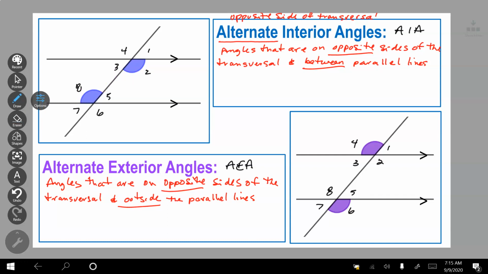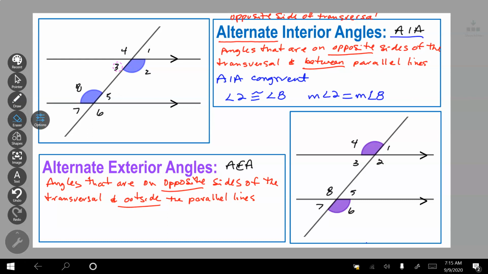And what do we know about these? I use the abbreviation AIA. These alternate interior angles are congruent. So in this case, angle 2 is congruent to angle 8, or the measure of angle 2 is equal to the measure of angle 8. Do I have any other alternate interior angles from this picture? Yes. 3 and 5. 3 is on the left, 5 is on the right, and they are inside the parallel lines.